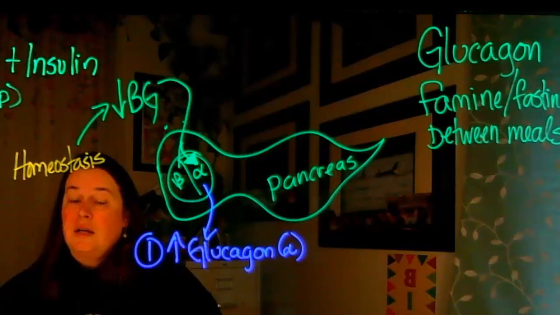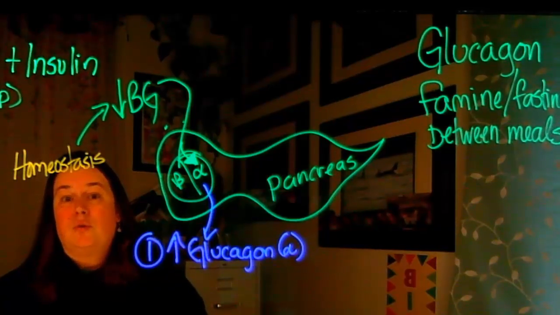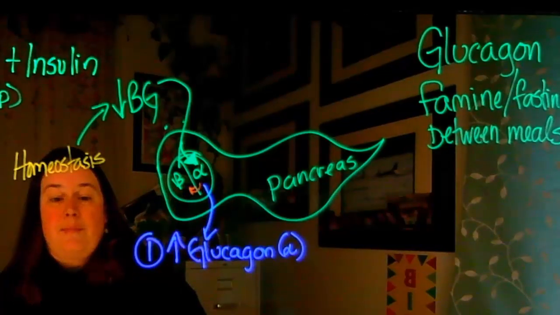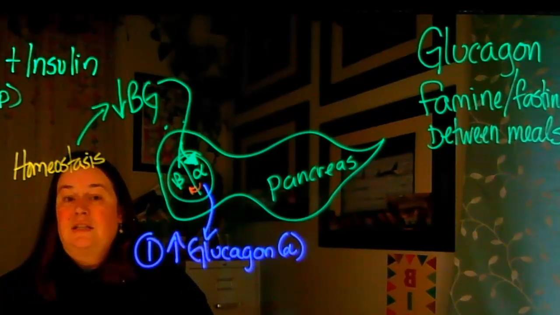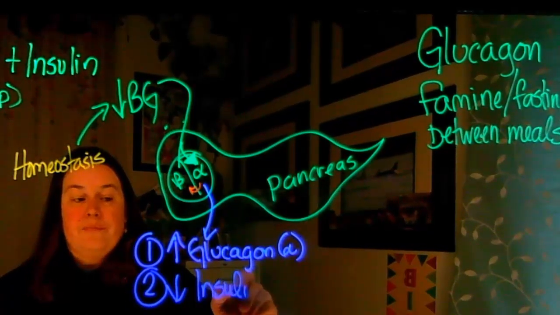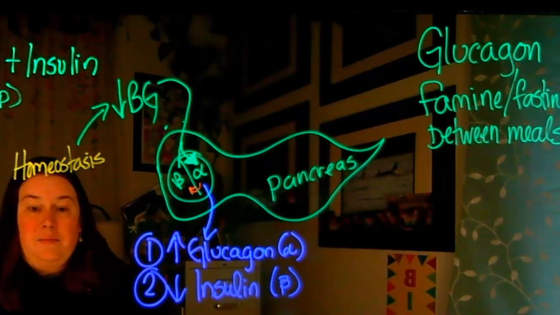Now, glucagon and insulin are opposite hormones. So when one is busy and being released, we want the other one to be turned off. There's a little bit of a paracrine signal that happens within this area, and the alpha cells get to tell the beta cells that it's time to decrease insulin secretion. So we see an opposite effect taking place here.